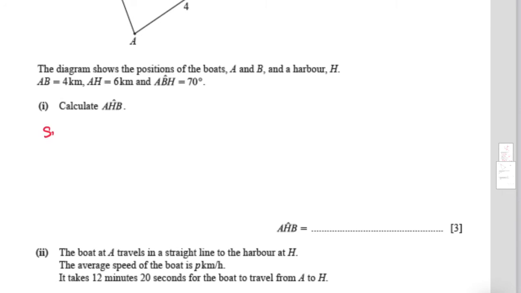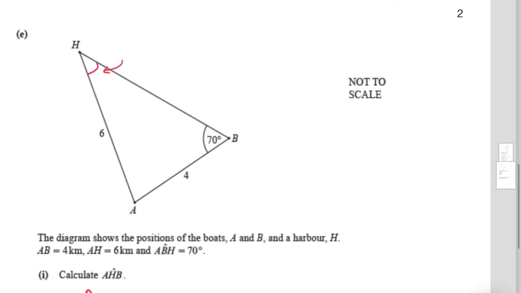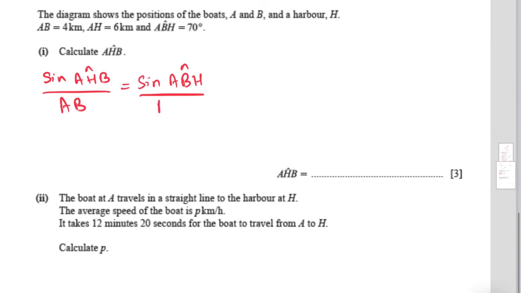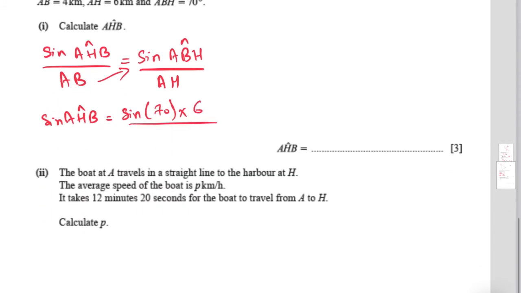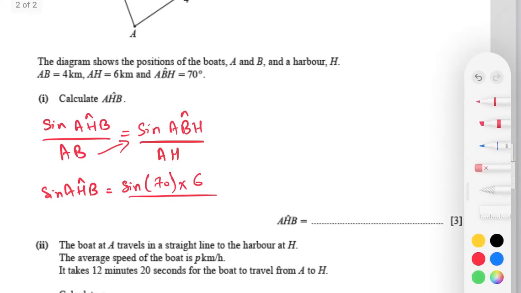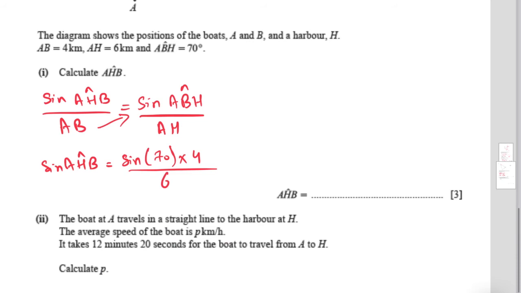So let's see. Sine AHB over the distance AB is equal to sine ABH over the distance AH. So let's put in the values. So sine AHB, what we are looking for, is equal to sine ABH, which is sine 70, times AB, because we are cross multiplying now. So AB is 6 divided by AB is 4. Sorry, my bad. I made 2 mistakes in this question, but I hope you guys can bear with me. So AB is 4 and AH is 6. Okay, so let's multiply them and let's see what we get.